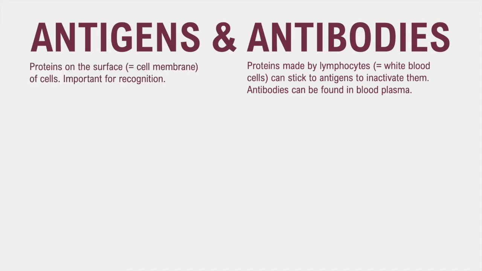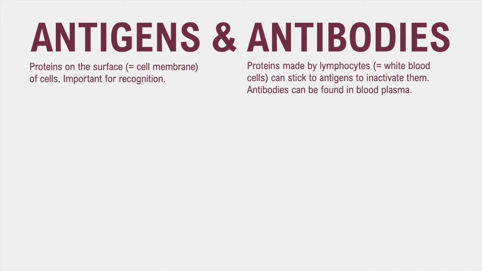Now, antigens are proteins on the surface of cells. So they can be found on the cell membrane of cells, and they are very important for recognition. Because the antigens of cells are the kind of recognition molecules that your body uses to identify whether a cell is from your own body, or whether it is a virus, or whether it is a bacteria. So antigens are used to identify whether something belongs to your own body or whether it doesn't.